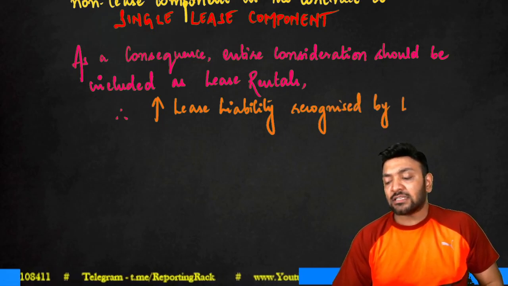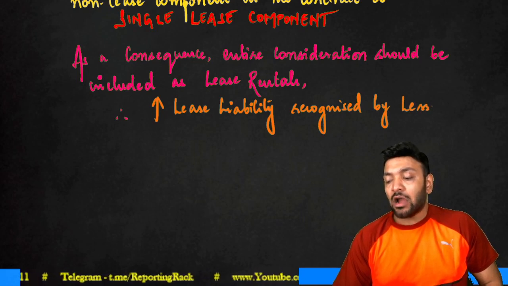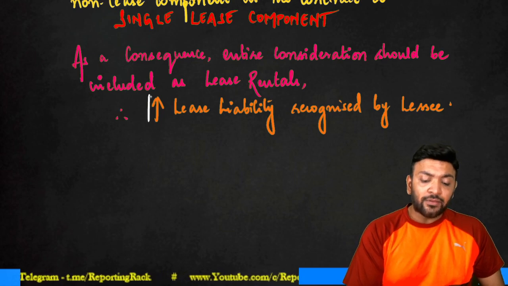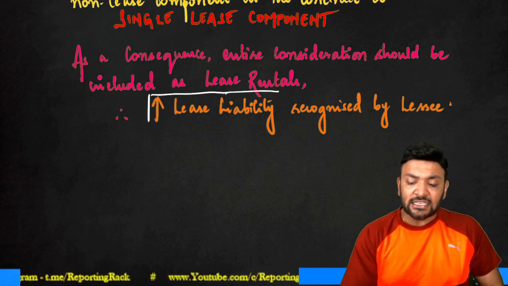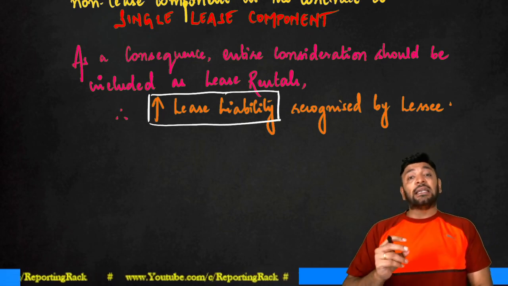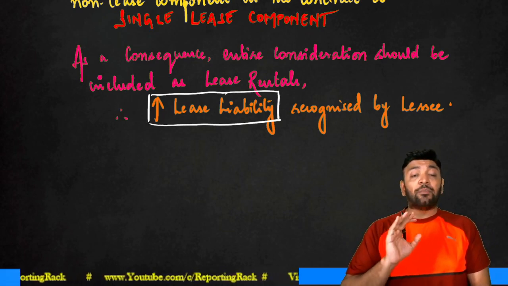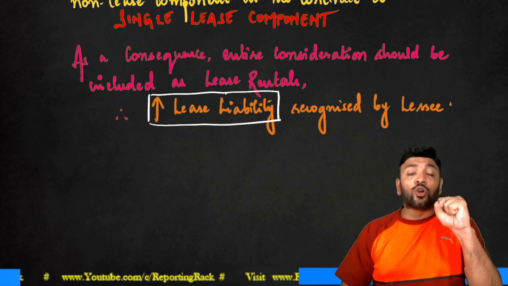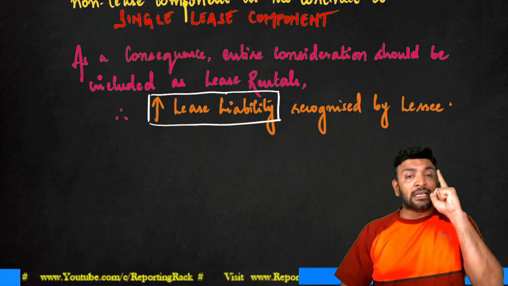I'll talk about this lease liability, guys. How do I measure it? But I am saying that 100% the lease liability recognized by the lessee will increase as a consequence of this, because the entire consideration is not separated between lease and non-lease components. Entire thing is combined together to be considered as a single lease component.